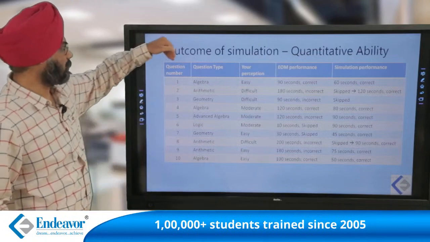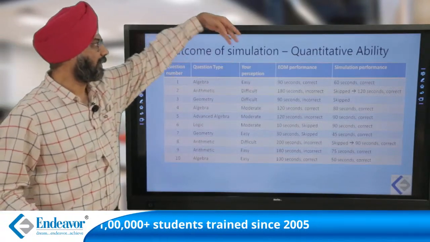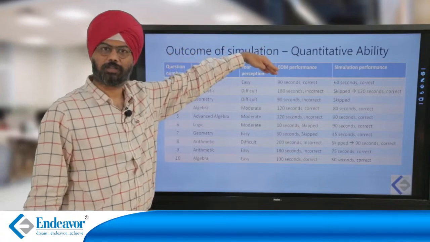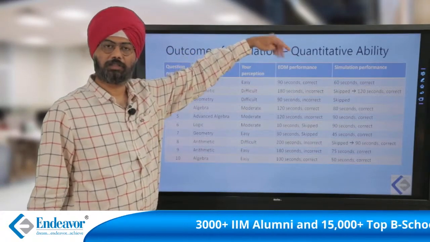Sir, मैंने टेस्ट दिया था algebra. My perception was easy. Actual EM में क्या किया? 90 seconds में I got it correct. Simulation, sir 60 seconds में correct हुआ.